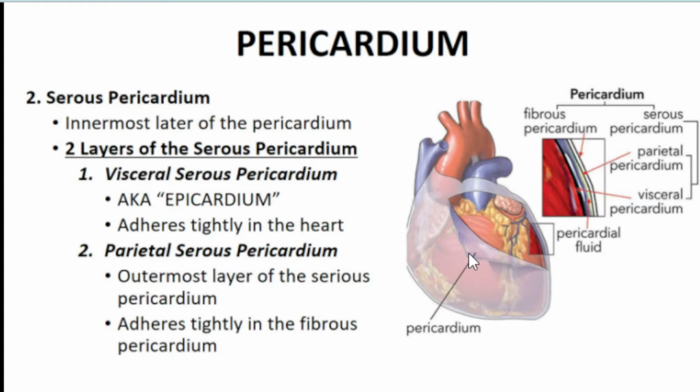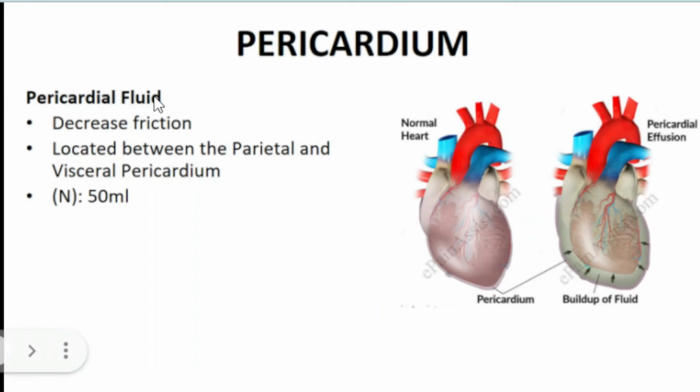Inside that pericardial space is a buildup of fluid, and the fluid is called pericardial fluid. So the pericardial fluid, which is again located between the parietal and the visceral pericardium, specifically in the pericardial space, is important in decreasing friction.